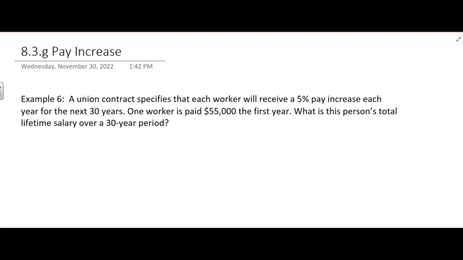Okay, so we're going to talk about pay increase. A union contract specifies that each worker will receive a 5% pay increase each year for the next 30 years. One worker is paid $55,000 for the first year. Okay, that's your A sub 1 right there. What is this person's total lifetime salary over a 30-year period?